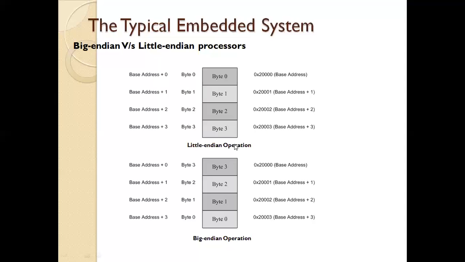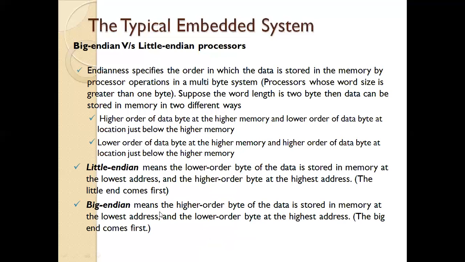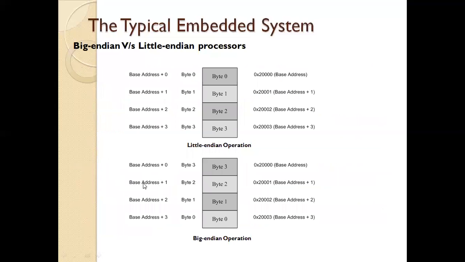So let us see what is big endian operation. Big endian means the higher order byte of the data is stored in memory at the lowest address. It is the opposite of little endian. If you see this diagram, the data is divided into byte 0, byte 1, byte 2, byte 3. Byte 3 is saved at the lower address, that is 20,000, and byte 2 is saved at 2001. So byte 0 is stored at the higher address.